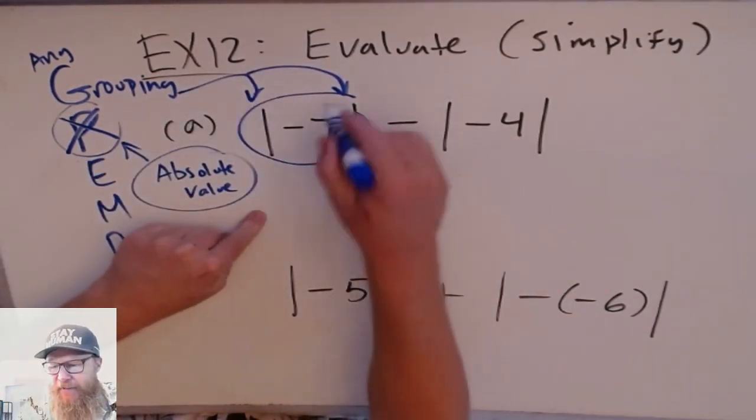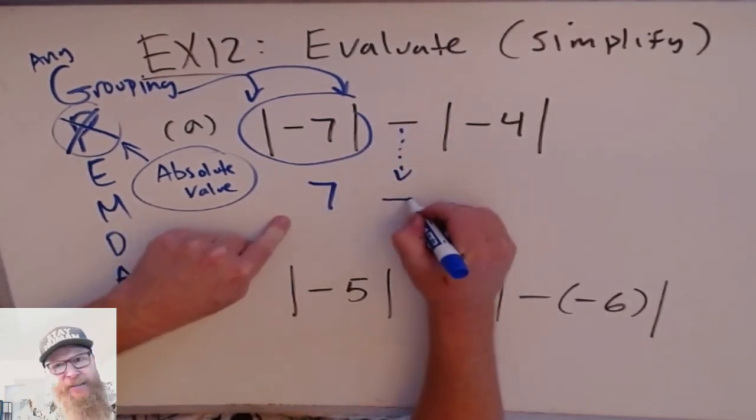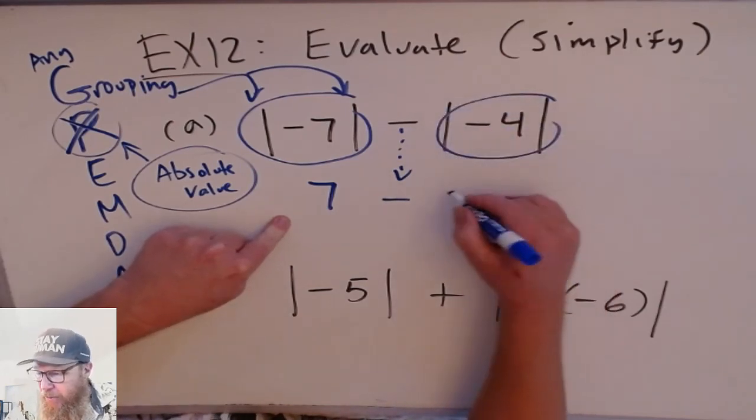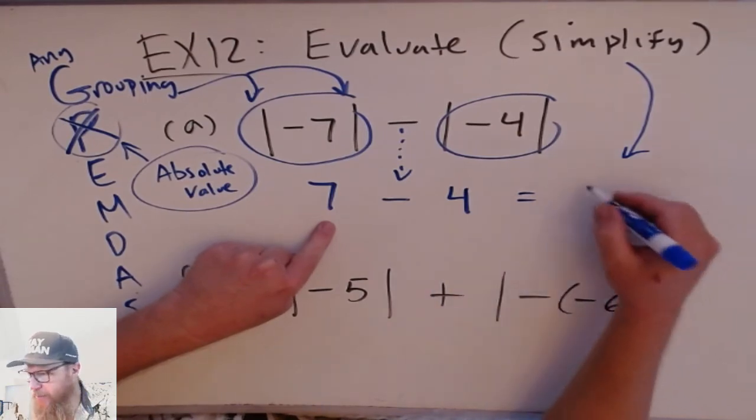So the absolute value of negative 7 is 7. Bring down this negative sign. And then the absolute value of 4 is 4. And then simplify the result. 7 minus 4 is 3.